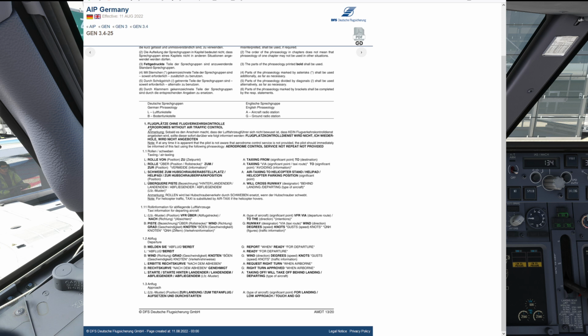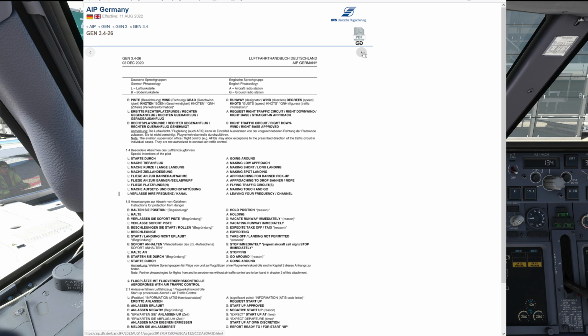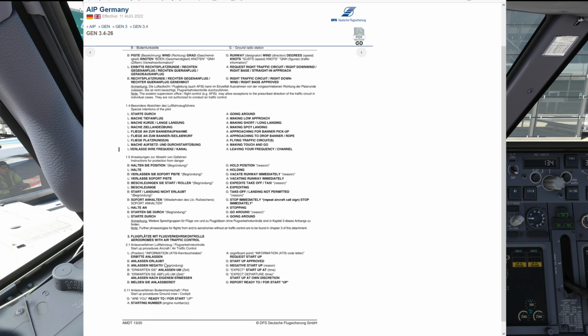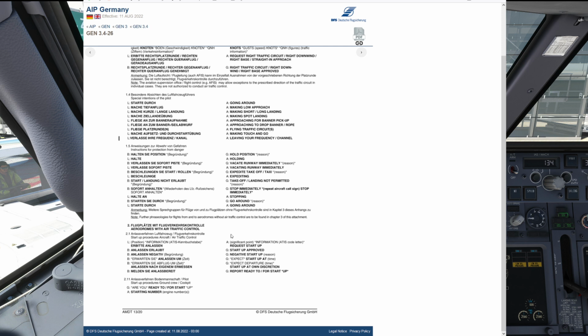Be aware that there are two parts in the AIP. First of all, we have aerodromes without air traffic control. Those are useful phrases that you can use on Unicom and VATSIM. And then, of course, we have, starting over here, aerodromes with air traffic control. And these are the phrases that we have to use over here.